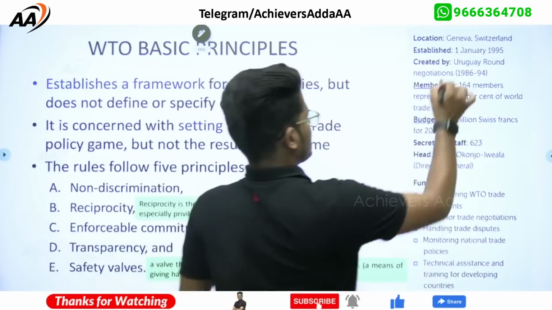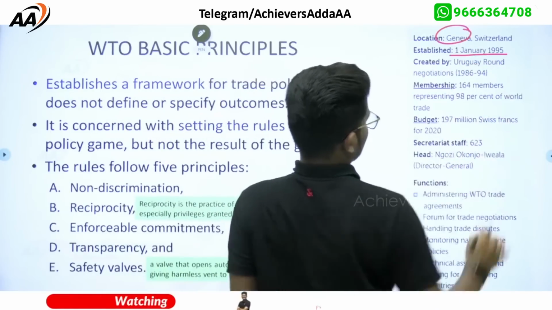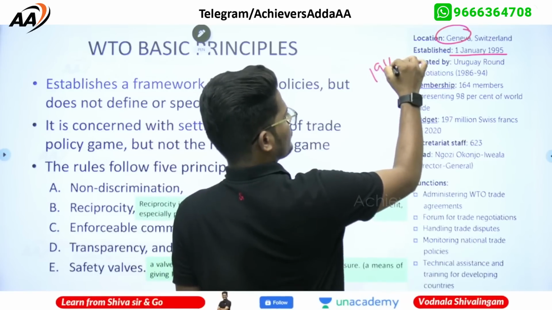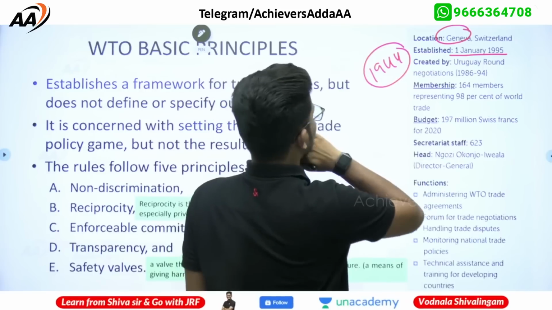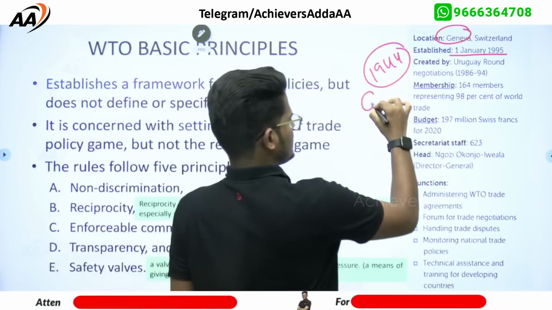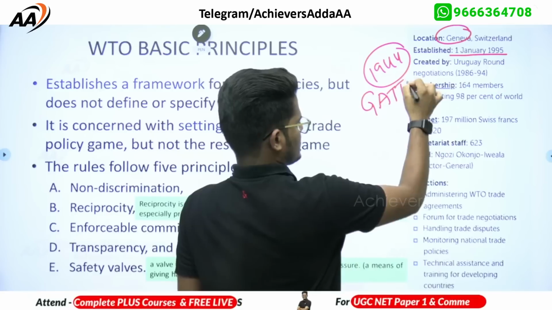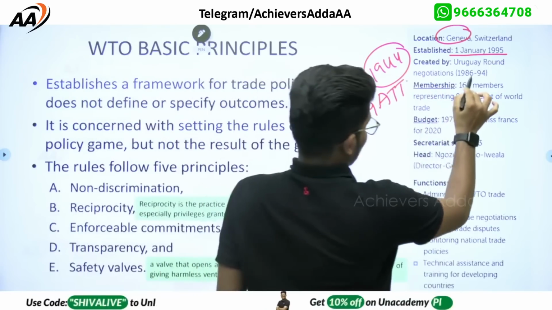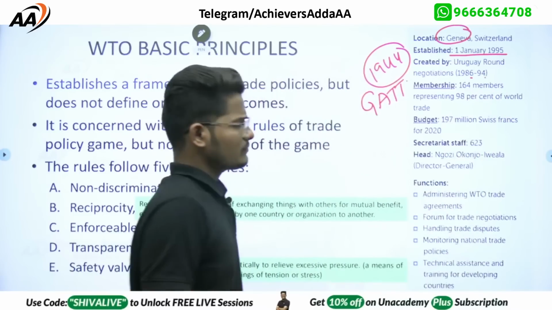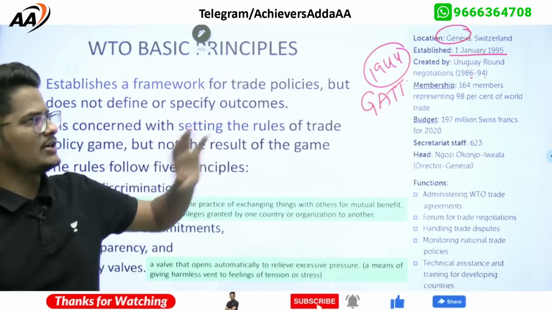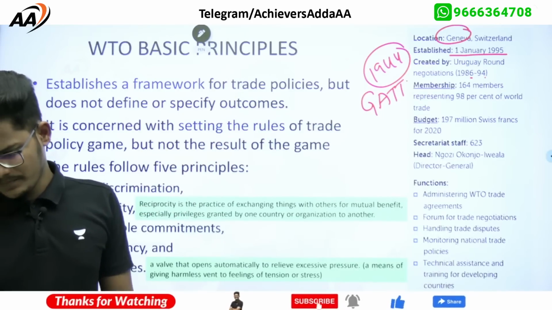WTO, actually located in Geneva, established 1st January 1995. Uruguay round. At the time, this WTO was initially not a WTO, that was GATT, G-A-T-T, General Agreement on Tariffs and Trade, right? 1986 to 94, the Uruguay round happened. That Uruguay round converted this GATT into the WTO, World Trade Organization.